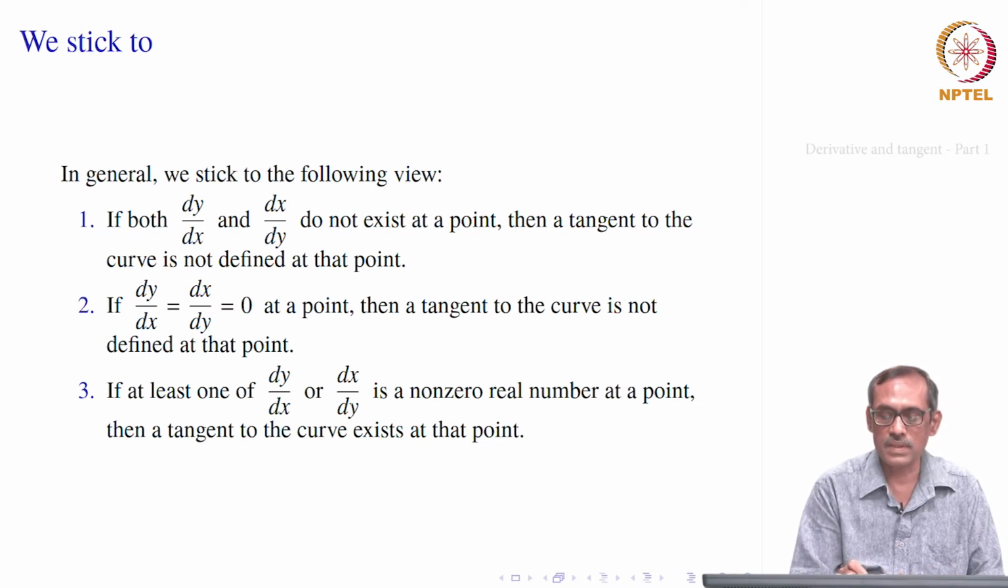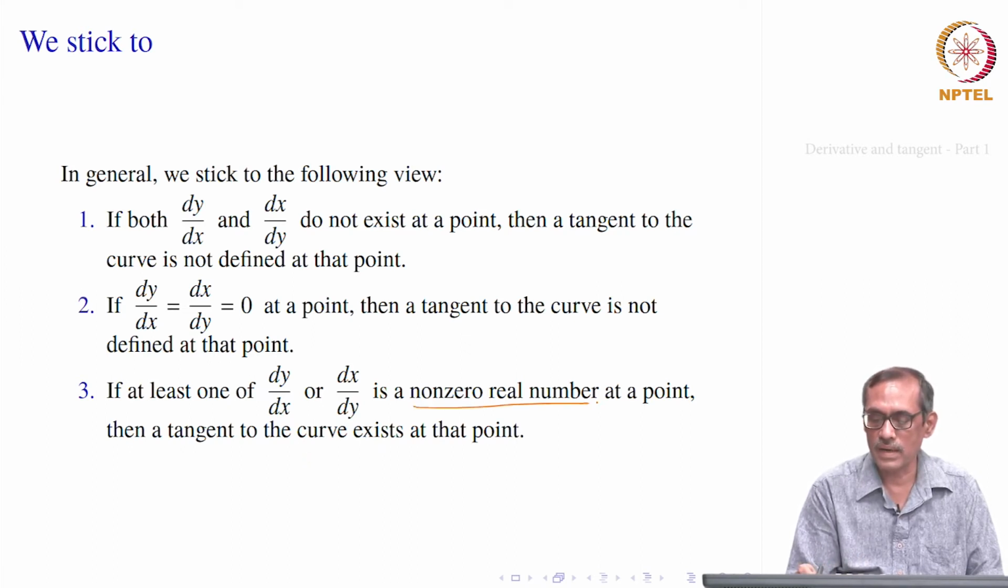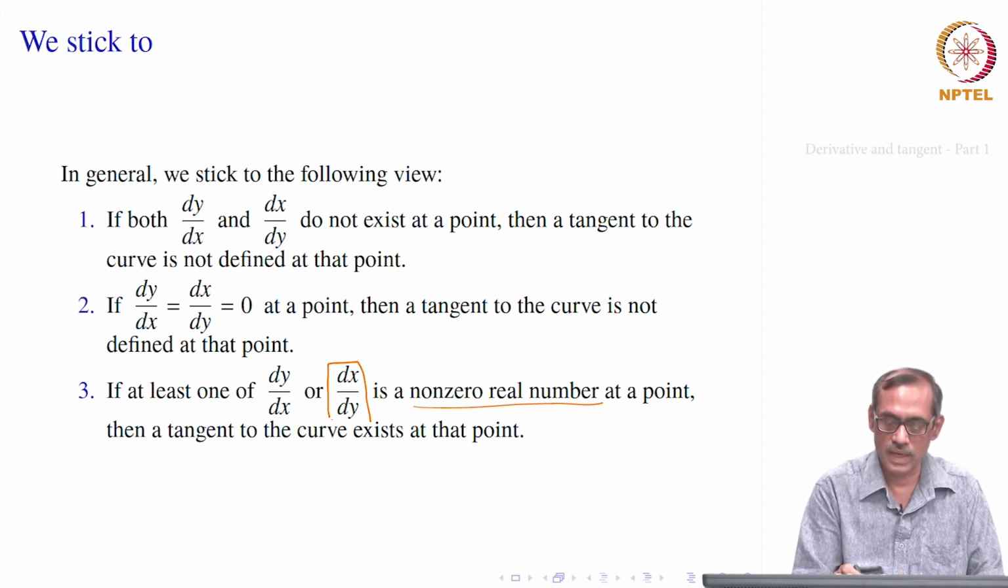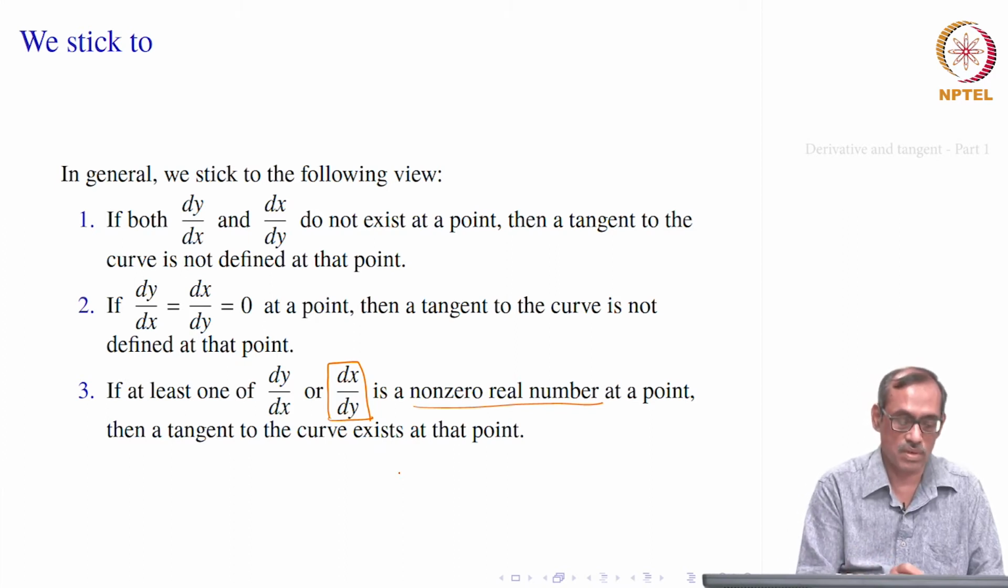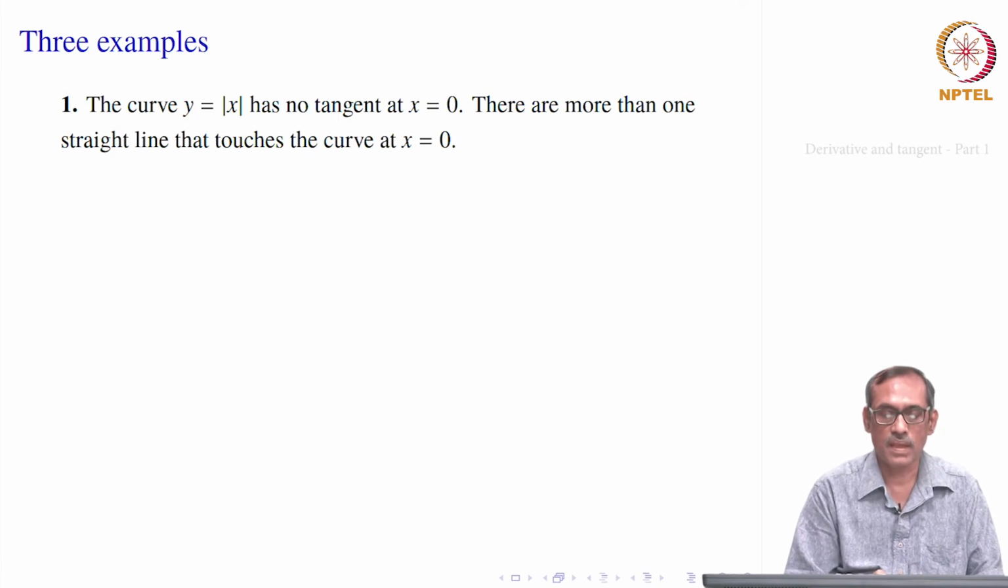If at least one of these two, dx by dy or dy by dx, exists and is a non-zero real number at a point, then a tangent to the curve exists at that point. Since we are considering y equal to f of x, our dx by dy goes away, and we just concentrate on this, that dy by dx is a non-zero real number. That would give rise to a tangent. Of course, it will exclude the vertical tangent case. So, let us see some examples of how these critical cases come up and are covered.